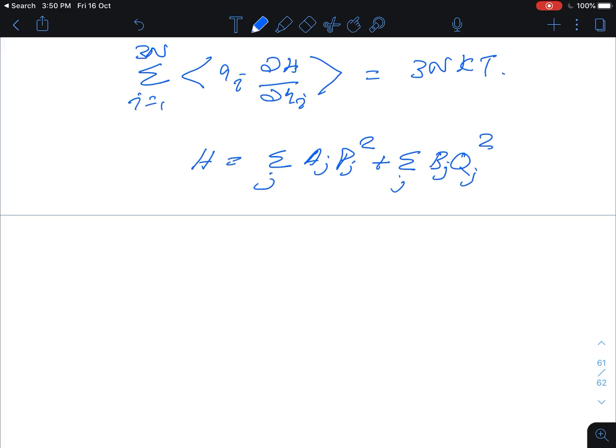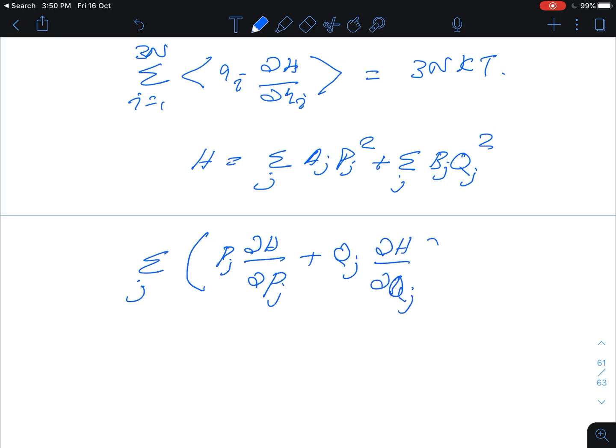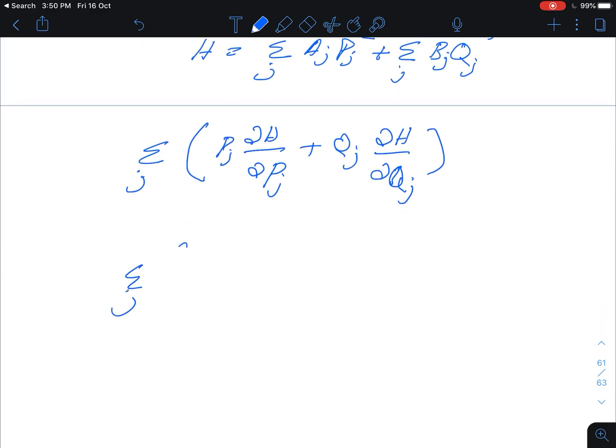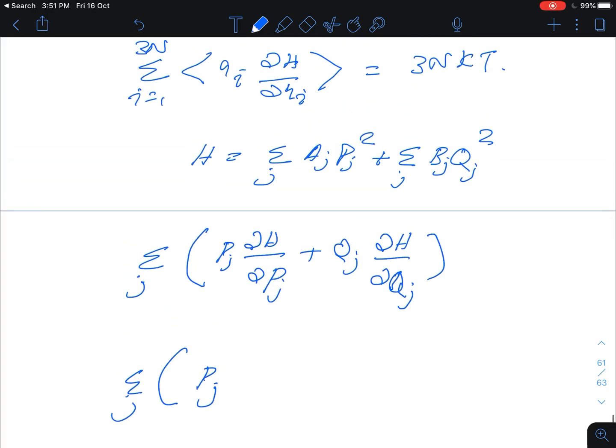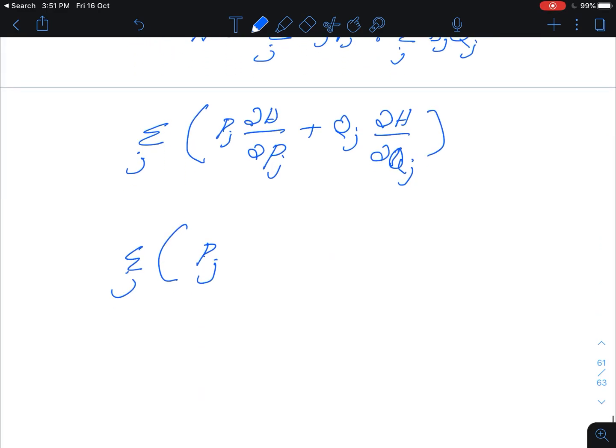So now let us say what is sigma j pj dou h by dou pj plus qj dou h by dou qj. Let's try this. So that is sigma j pj dou h by dou pj, ഇതിൻ്റെ derivative with respect to dou pj. What is that? 2aj pj, അല്ലേ? 2aj pj. So that is 2 aj pj. Okay, plus qj dou h by dou qj.